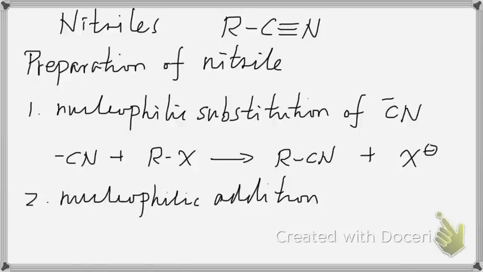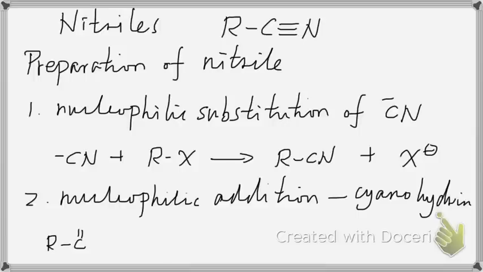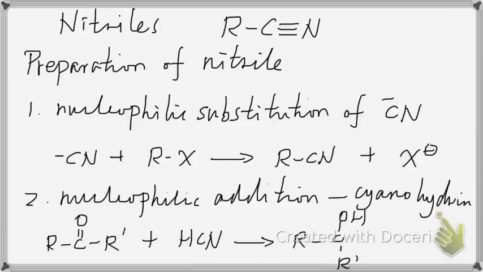The second reaction to prepare nitrile is the nucleophilic addition of cyanide to a carbonyl carbon. This is also called the cyanohydrin formation. So cyanide attacks the carbonyl carbon, breaking the C=O double bond. In the cyanohydrin product, the cyano group, CN, will be attached to the same carbon as the OH. Okay, so these 2 methods are the ones we have learned to introduce a cyano group into our molecules.